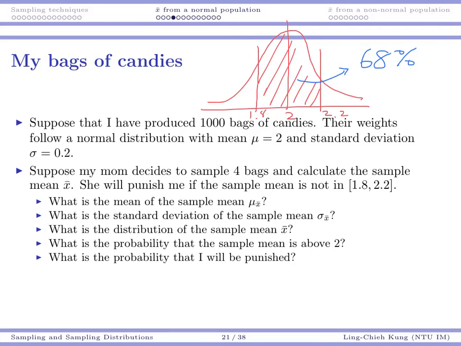Then I have some natural questions. First, what is the mean of my sample mean, the expected value of my sample mean? What is the standard deviation of my sample mean? These are numbers we want to know, so that we may describe the distribution of my sample mean. If I know the distribution of my sample mean, then for example I may calculate the probability for the sample mean to be above 2, or what I really care about, the probability for me to be punished. Let's try to do this.